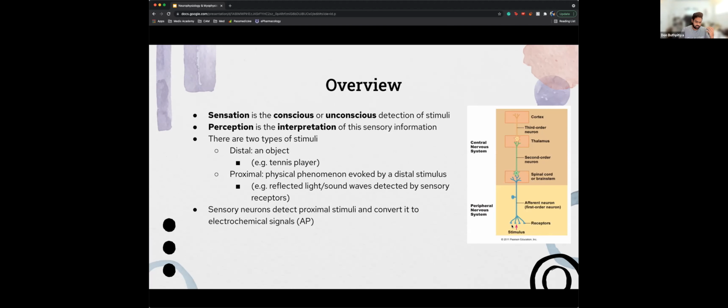So quick things to remember: the peripheral nervous system, again, is all about the sensation. It detects the stimulus. Whereas our central nervous system is more about the perception. So that's where we start having the second order and third order neurons.